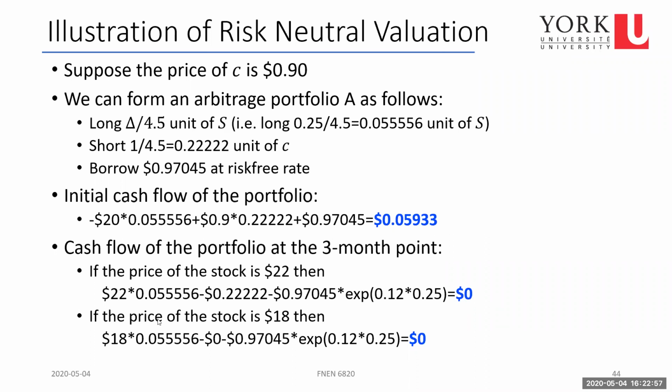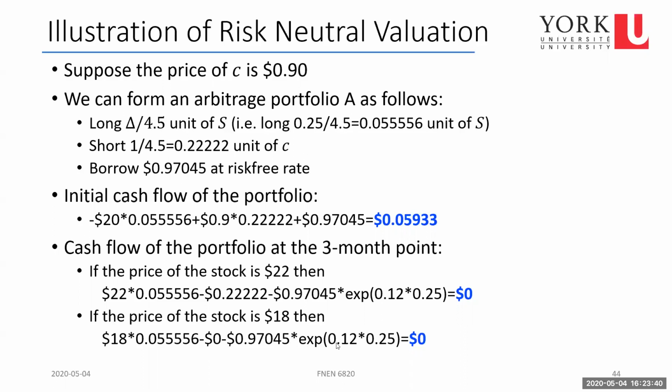If the price of the stock is $18, in this case your portfolio is worth $18 times 0.055, and that is the value of the stock in your portfolio. And now, because you shorted 0.22 units of C, but C right now is worth 0, you don't have to return any value. Well, you can return them, but the value is 0. You still have to pay back the loan you borrowed.